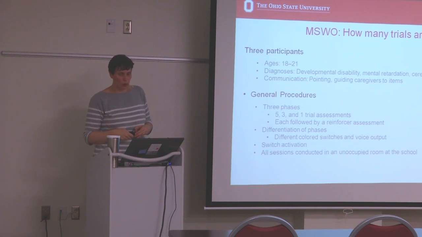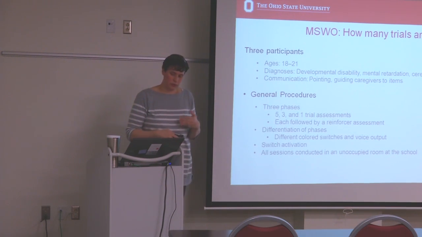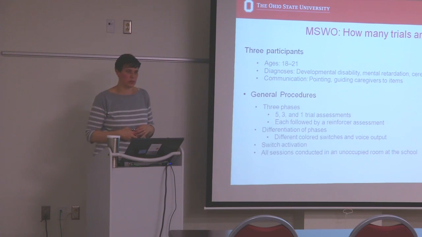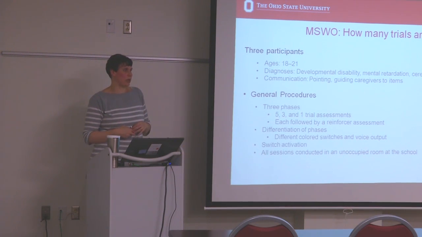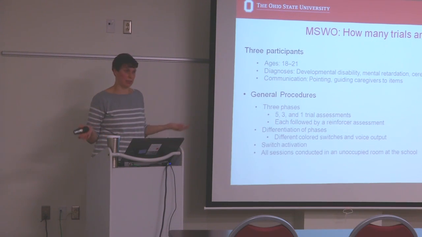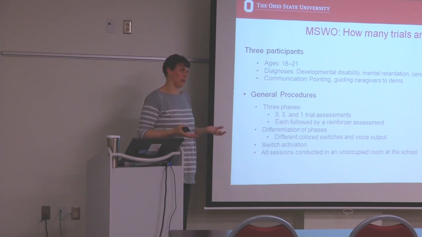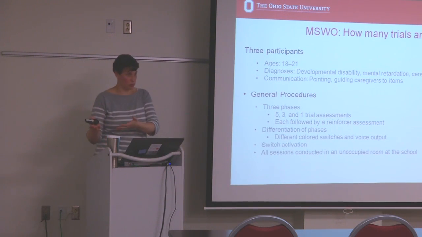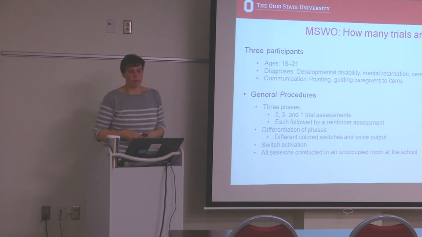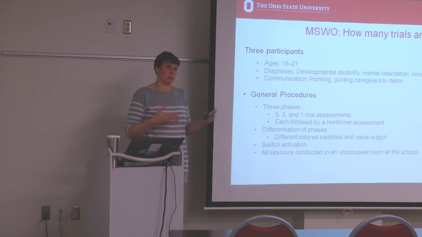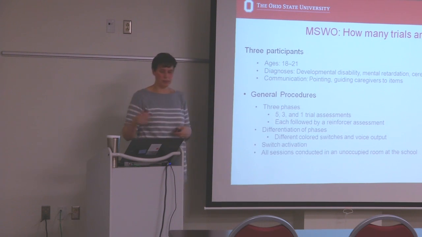Okay. Across the reinforcer assessments, we used different color switches and voice output. And so what we would do in baseline, if they pressed the switch, there was no output because they wouldn't get a consequence. In the high preference condition, if they pressed the switch, it would say, I want, and then whatever the high preference item was. And then in the low preference condition, they would press the switch and it would say, I want, whatever the low preference thing was. And we used different colors. And we did that in the hopes that the students would differentiate the conditions.